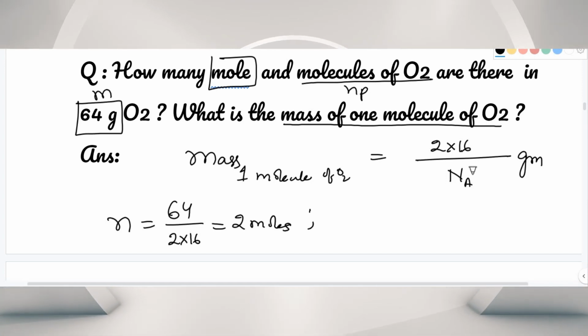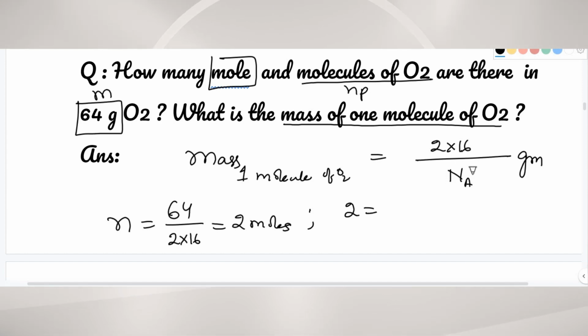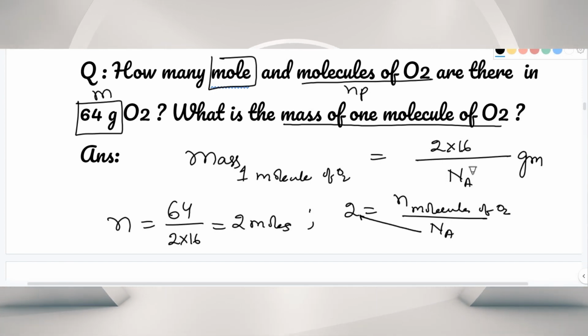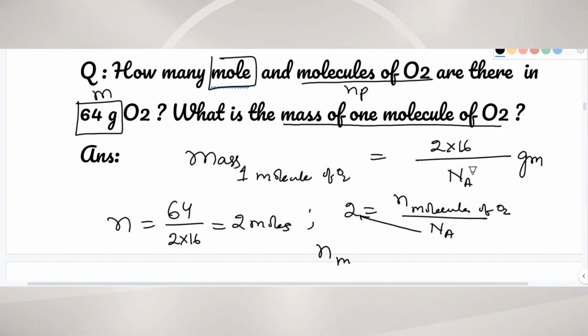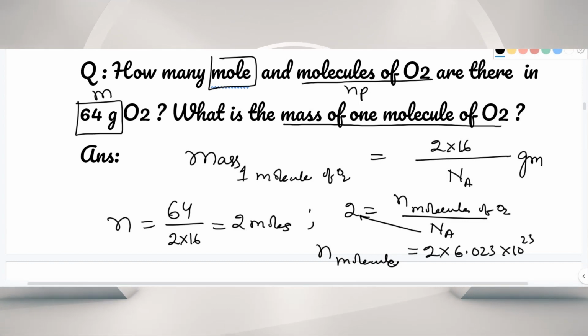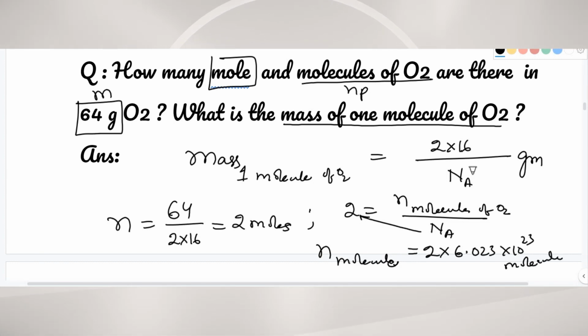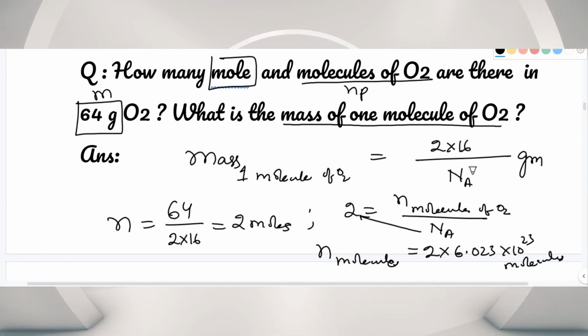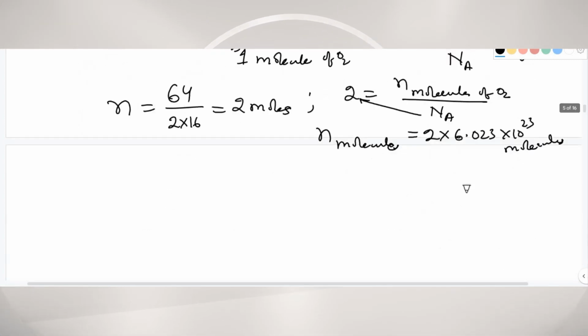The second part of the question is the number of particles. So you know that number of moles is the number of particles, meaning the number of molecules of oxygen, divided by Avogadro number. You have to just do a simple cross multiplication to know the number of molecules of oxygen present in 64 grams. That is 2 into 6.023 into 10 to the power 23 molecules in 64 grams of oxygen. That is 12.043 into 10 to the power 23 molecules.